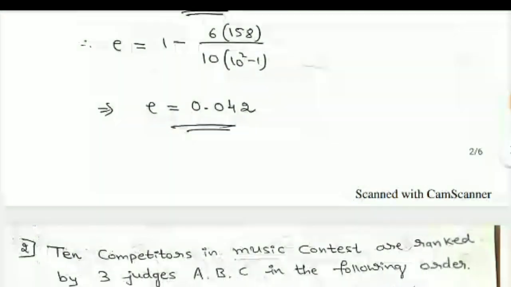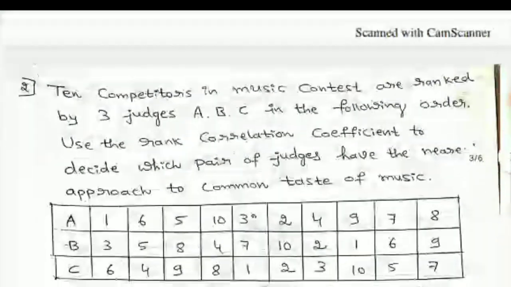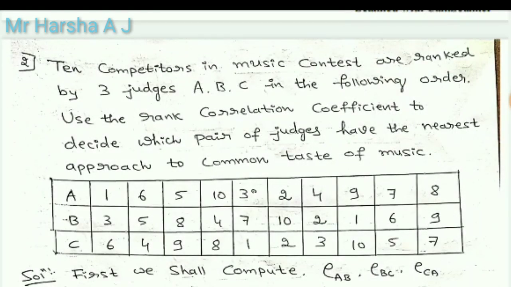Now we'll go for one more example. It's quite interesting. What it says: 10 competitors in a music contest are ranked by 3 judges, A, B and C, in the following order. Use the rank correlation coefficient to decide which pair of judges have the nearest approach to common taste of music. What's the meaning? There is a music competition with 10 competitors. They have 3 judges, A, B and C, and they have given the ranks.